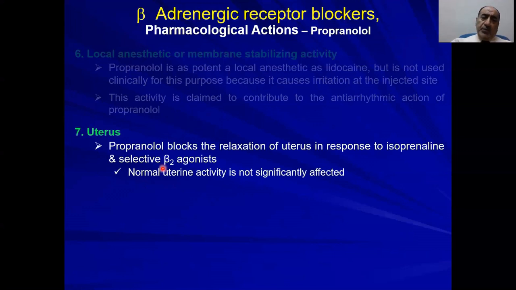On the level of the uterus, the sympathetic nervous system causes uterine relaxation through the beta 2 receptors. So these drugs will block the relaxation of the uterus in response to isoprenaline, which, you remember, is a non-selective beta agonist that activates beta 1, 2, 3, or selective beta 2 agonists. But normal uterine activity is not significantly affected.